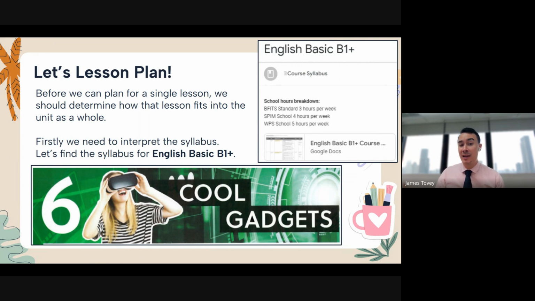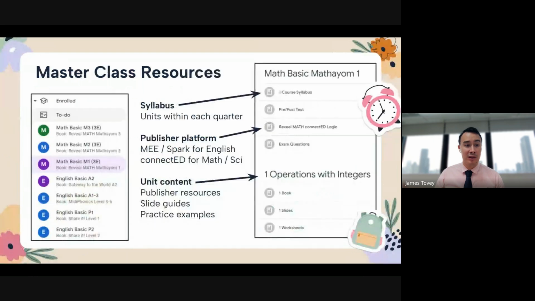So we'll open up the syllabus, and as an example, we're going to be doing one for English Basic B1+. It just happens to be one of the more popular courses that our teachers here do. But even if you're teaching another language, science, math, ICT or some of the additional subjects, you can still apply some of the things we're talking about today. Okay, so let's get into the syllabus and have a look at that. Where do we find our syllabus, first of all? It's in our masterclass.